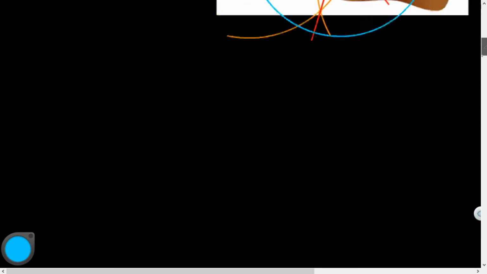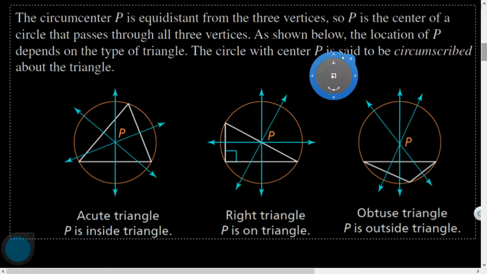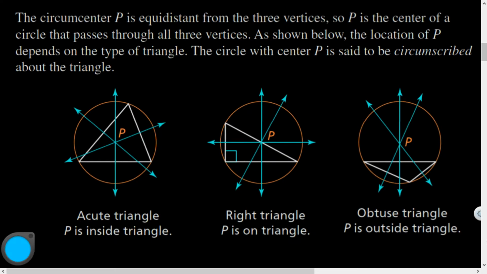Now you might have noticed some of this when I was in Geometer Sketchpad, but it says the circumcenter P is equidistant from the three vertices, so P is the center of the circle that passes through all 3 vertices, as shown below. The location P depends on the type of the triangle. For an acute triangle, P is in the interior, inside the triangle.